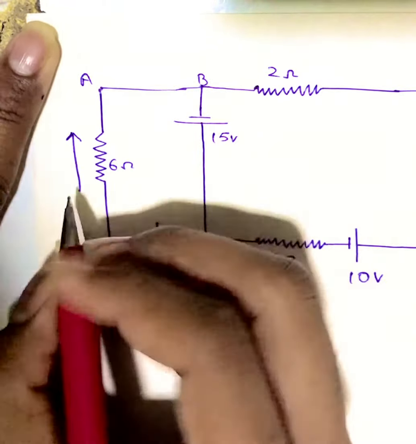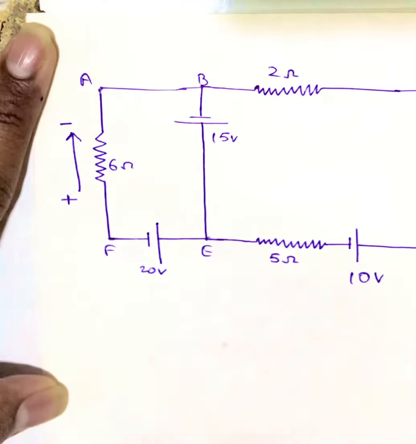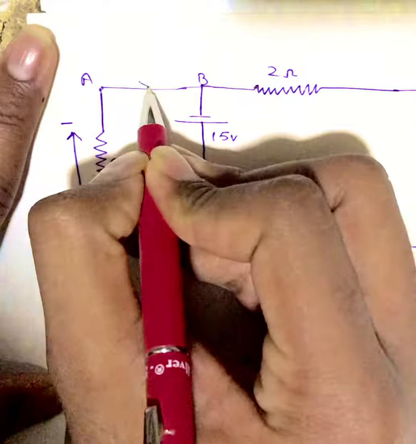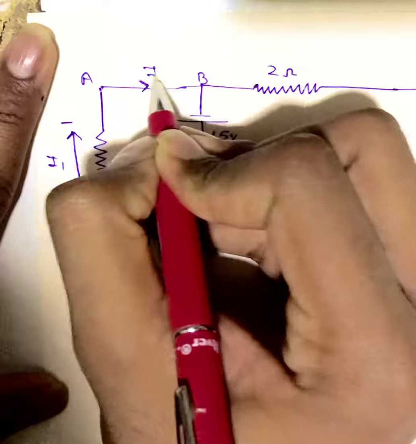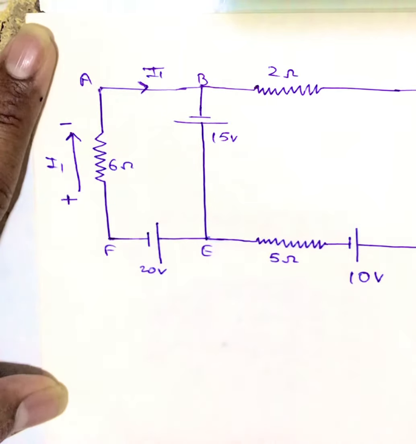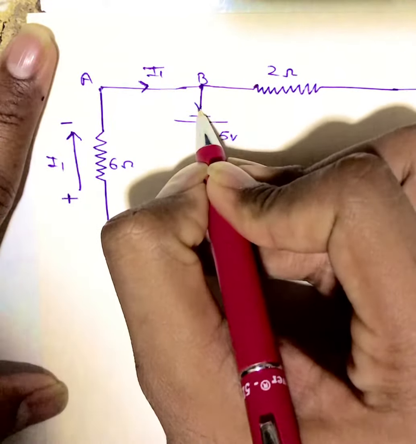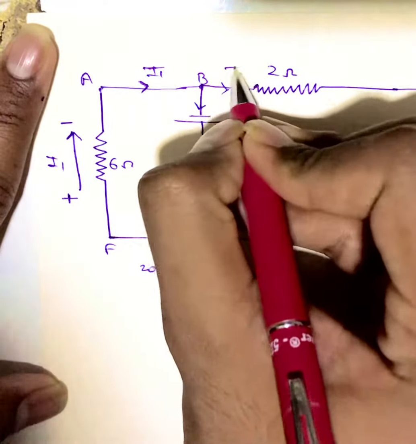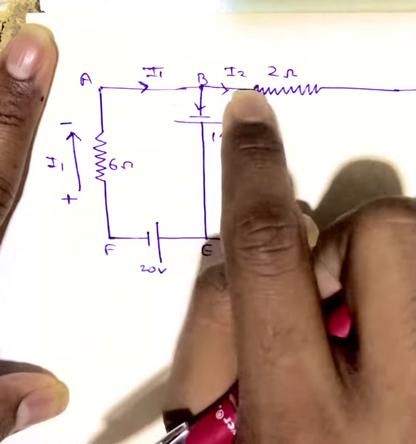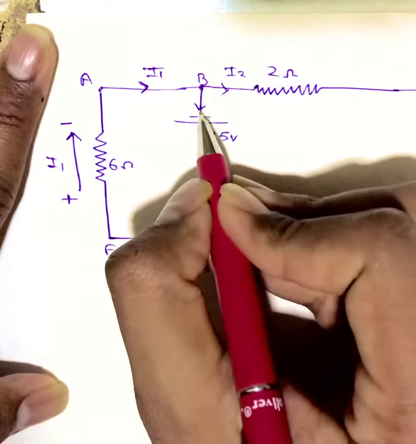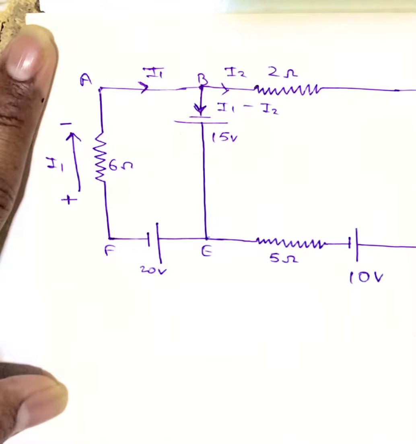We all know that the current moves from the positive terminal to the negative terminal. Suppose this is current I1, so this current I1 will reach over here. When this current I1 reaches the junction B, it has to get bifurcated into two ways. Suppose it gets bifurcated into I2. So out of I1, I2 current flows in this direction. Therefore, the remaining current in this direction will be I1 minus I2.